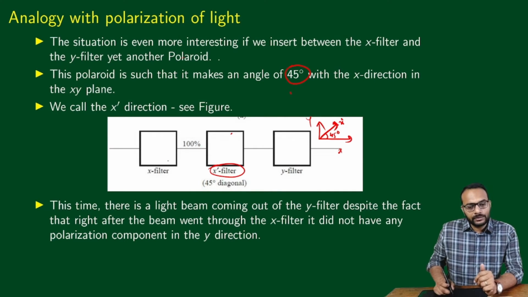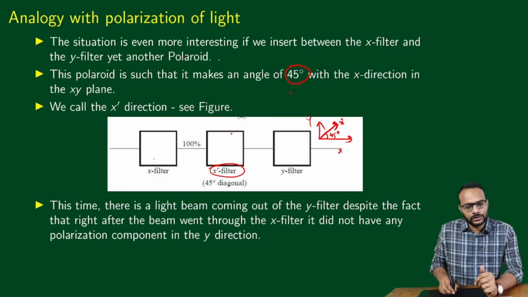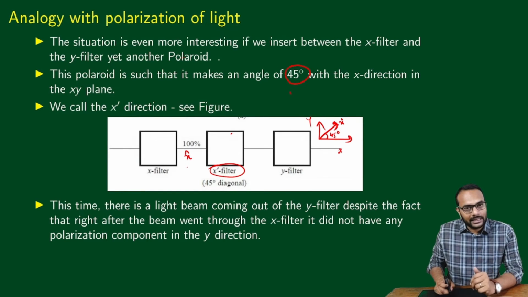Now, once we do this, what happens is that the light goes to an X filter, and you have only X polarized light here. So now instead of going directly to the Y filter, you pass it to an X prime filter, and you will get an X prime polarized light beam out of it.